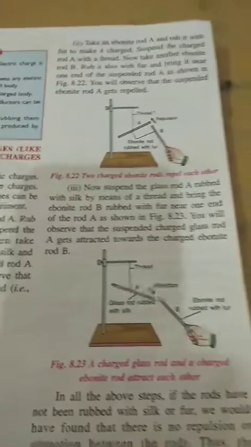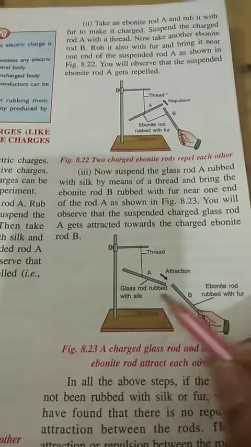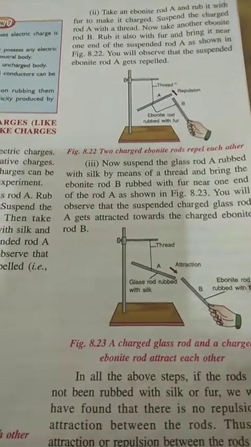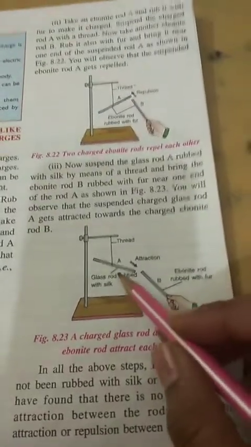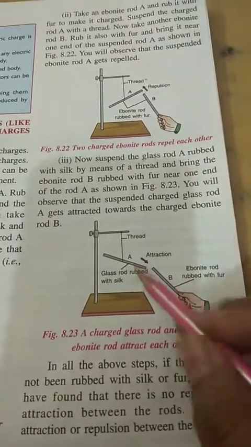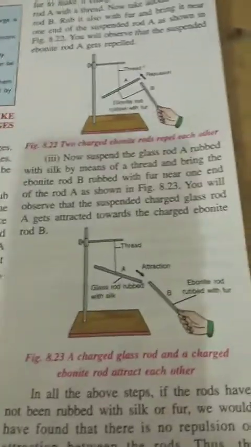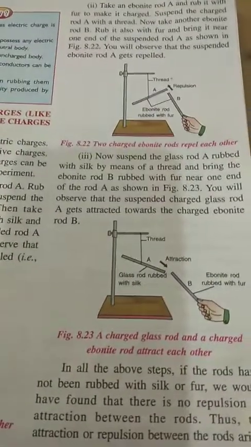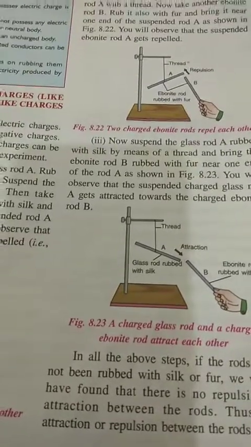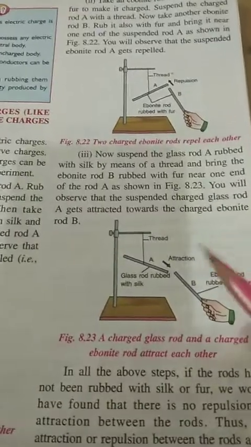In another experiment, we took a glass rod rubbed with silk and another rod, an ebonite rod, rubbed with fur or cat skin. We saw that both the rods attract each other because they have opposite charges. As we know in the case of a magnet, same poles repel and different poles attract each other. In a similar way, same charges repel and opposite charges attract each other.